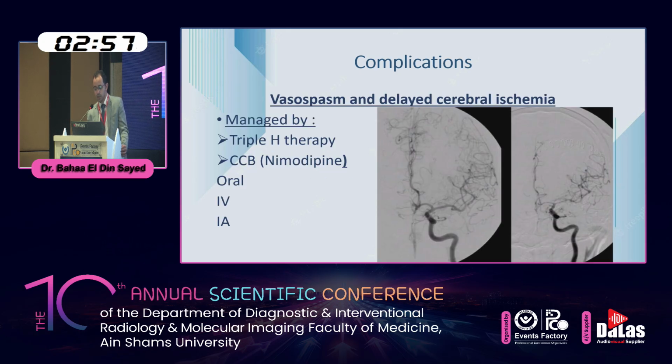The other main complication is vasospasm and delayed cerebral ischemia, secondary to breakdown of blood products and imbalance between vasodilator and vasoconstrictor with inflammatory changes. This may lead to cerebral ischemia and even stroke. It is treated by triple H therapy, which is hypertension, hypervolemia, and hemodilution. We use the calcium channel blocker nimodipine as oral tablets. It may be used as intravenous infusion, and in more severe and resistant cases, being injected intra-arterially.